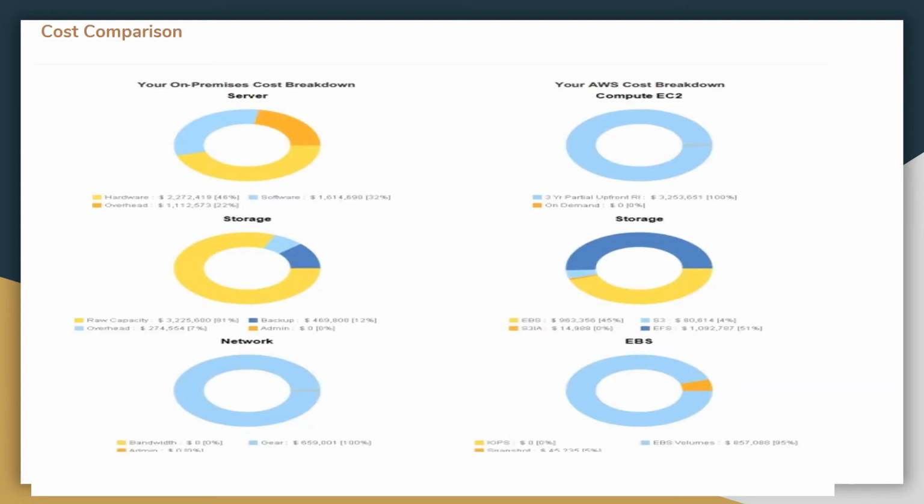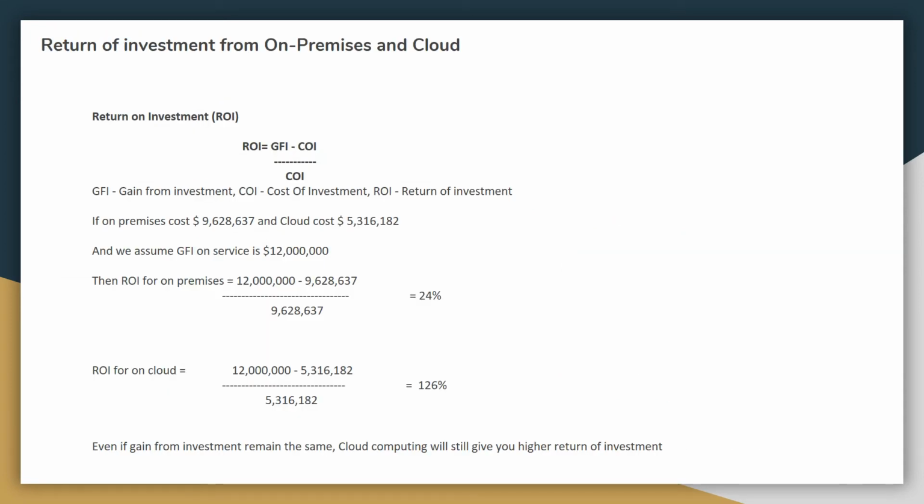These are also the breakdown, the cost comparison on the hardware and few other resources you may not need in the cloud computing. Breaking down the values gotten from the calculations, using it for the calculation of return of investment on premises versus on cloud, we have an increase of 126% on cloud when you check with the calculation made. Even if the gain of investment remains the same, cloud computing will give you a higher return of investment.